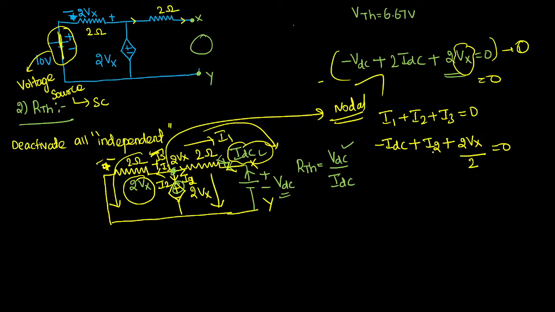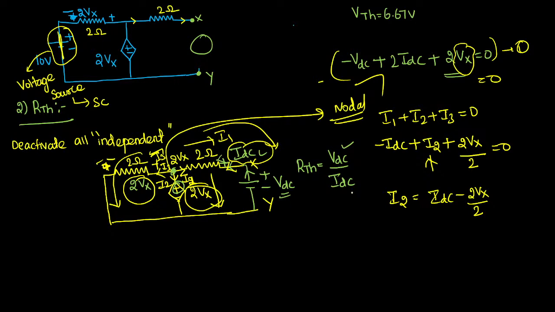So from this we can write the expression for I2. Yes sir, that is very simple. From this, the value of I2 equals IDC minus 2Vx by 2. That is the value of I2. So this I2 is nothing but the current flowing through this 2Vx voltage source. Yes sir, that is exactly correct.